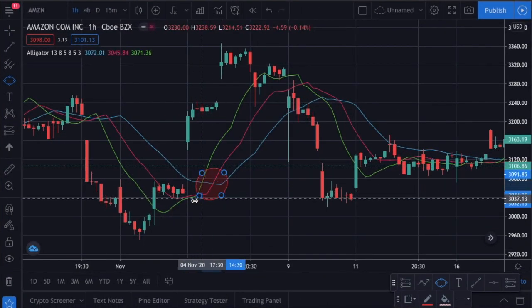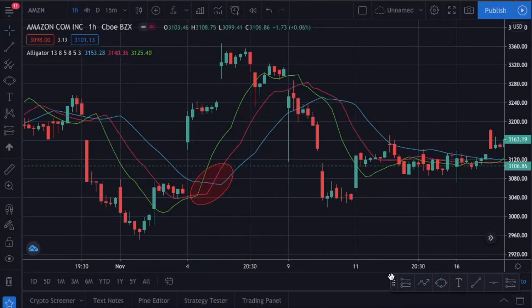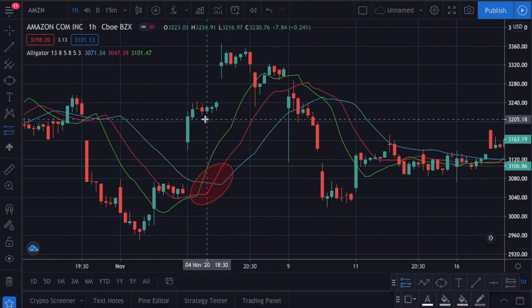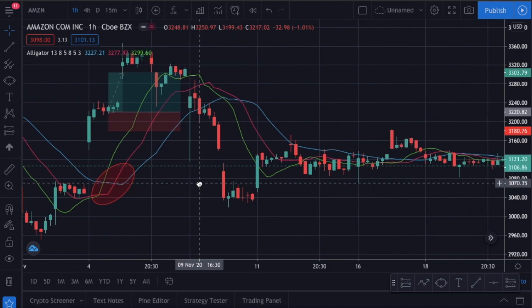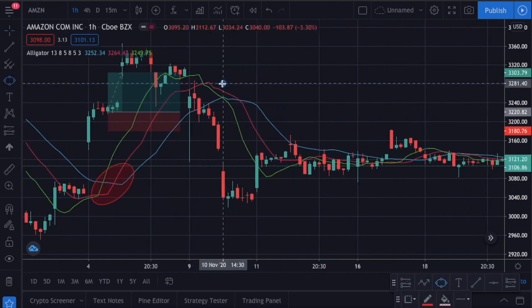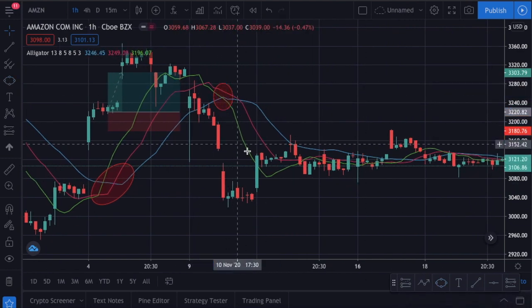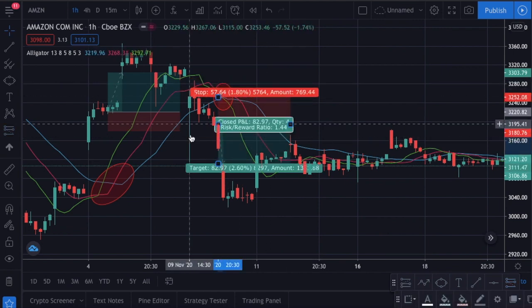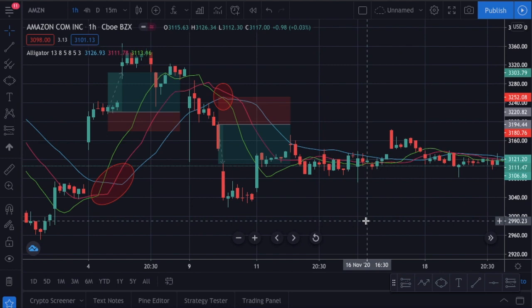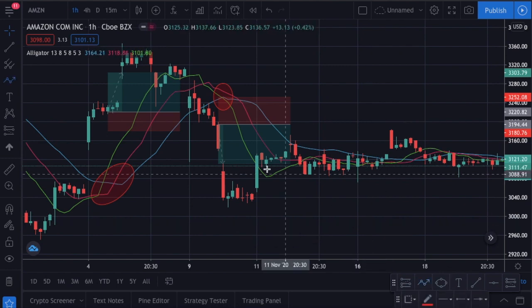The most important line of this indicator is the lips, which is the green line. Because it is the moving average that will give us the entry signals. In the traditional Williams Alligator trading strategy, it is a buy signal when the green line moves over the other two, because it indicates an upwards trend. And it is a sell signal when the green line moves below the other two lines, because it indicates that a downwards trend might be starting.